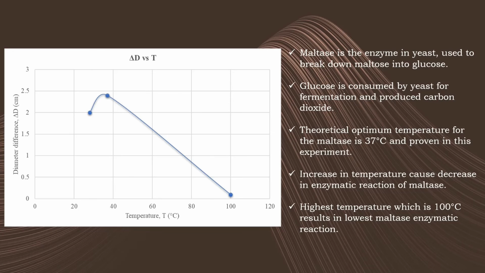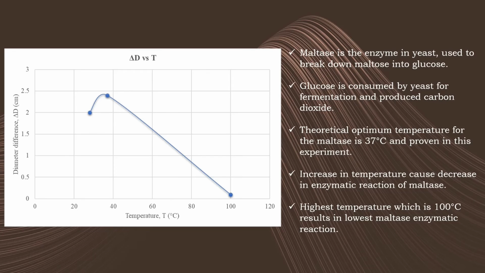The theoretical optimum temperature for maltase is 37 degrees Celsius, and it is proven to be correct in this experiment. The peak of the graph belongs to 37 degrees Celsius. As I mentioned before, the peak of the graph indicates the highest enzymatic activity.